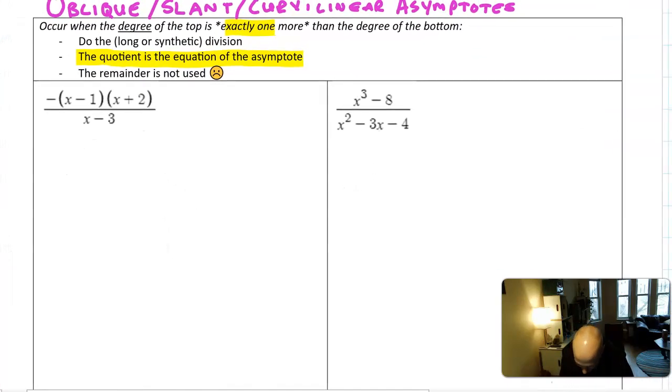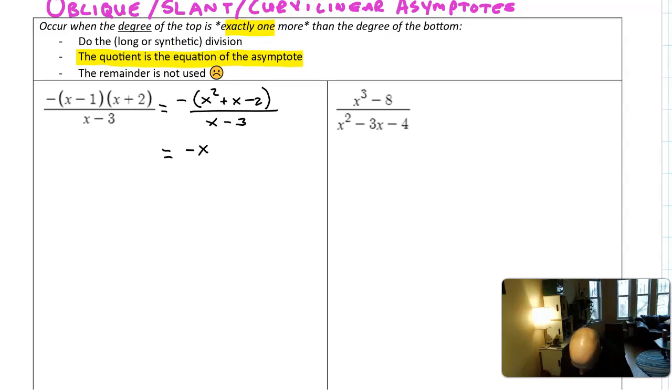So the first thing you have to do if you want to find these asymptotes is recognize that this is top heavy. So we need to multiply this out. So this is going to be negative x squared plus x minus 2 over x minus 3, or negative x squared minus x plus 2, that's a 2, trust me, over x minus 3.